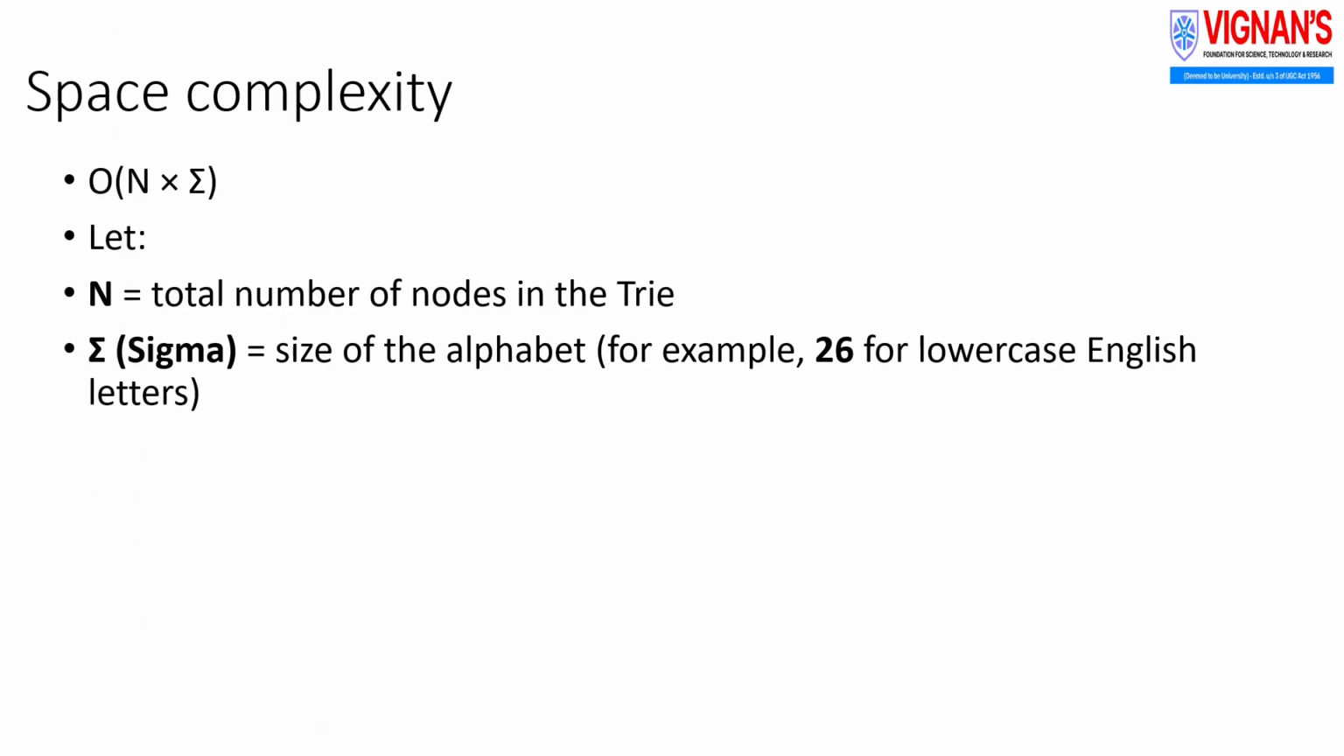Space complexity of a trie. The space complexity of a trie is O of n into sigma. Here, n represents the total number of nodes in the trie. Sigma represents the size of the alphabet, for example, 26 for lowercase English letters. This space is required because each node in the trie maintains references for all possible characters in the alphabet.